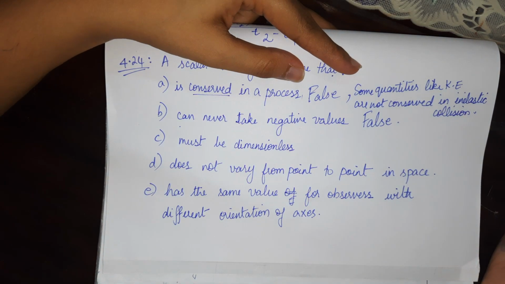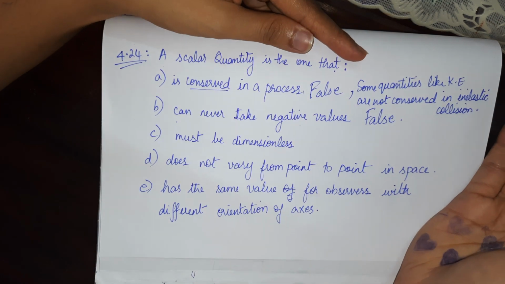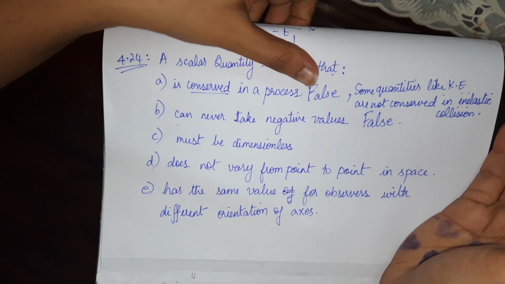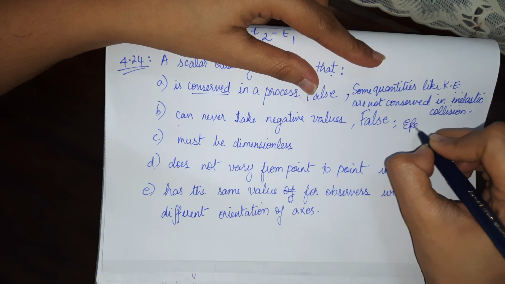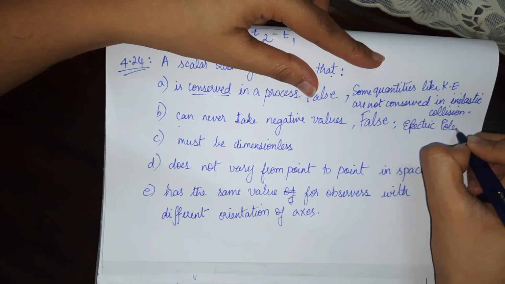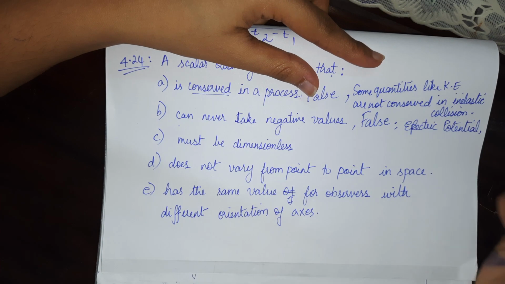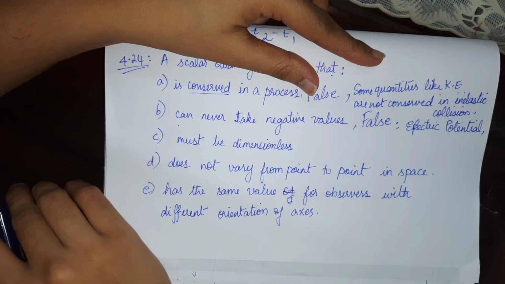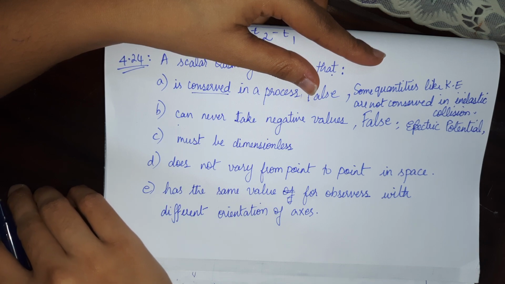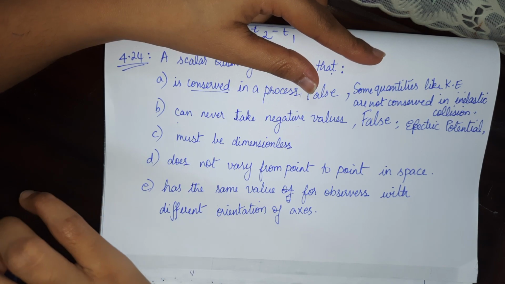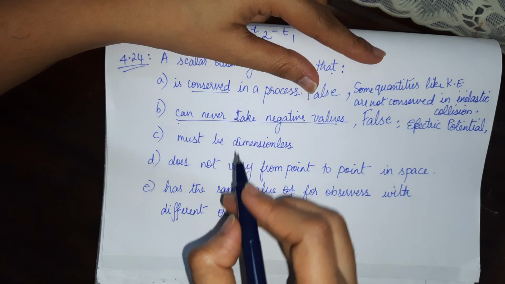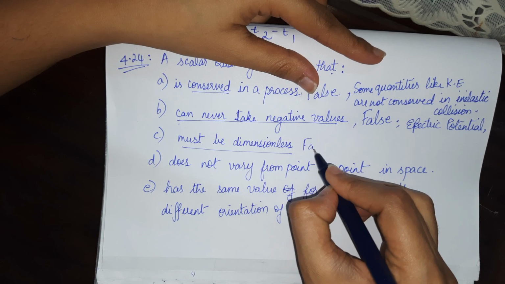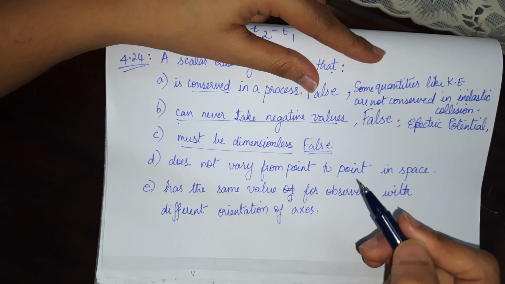Clear? So you cannot specifically mention that all scalar quantities should be conserved. Then, a scalar quantity can never take negative values. Once again, this is false because we have so many examples: electric potential, potential energy, temperature. There are many examples which can take negative values. So it's not necessary that scalar quantities cannot take negative values.